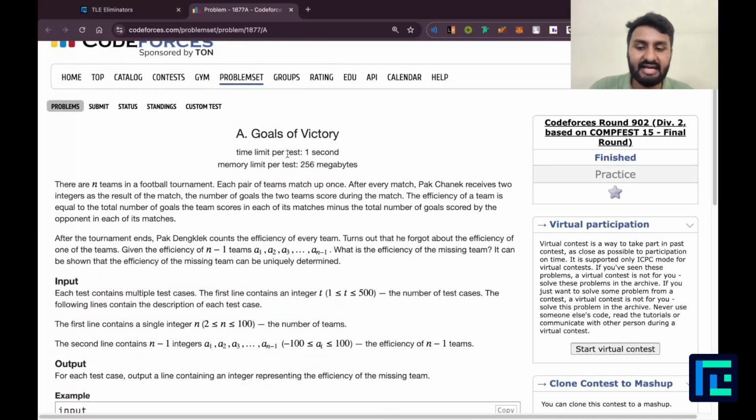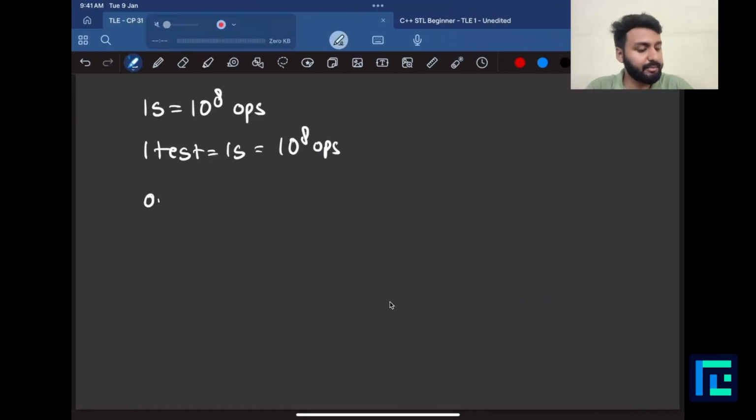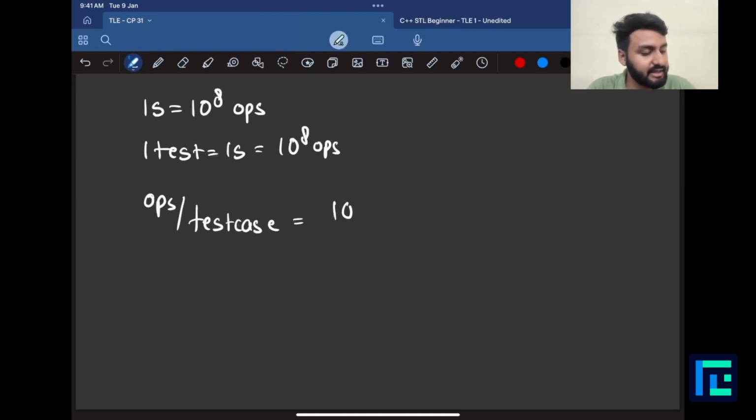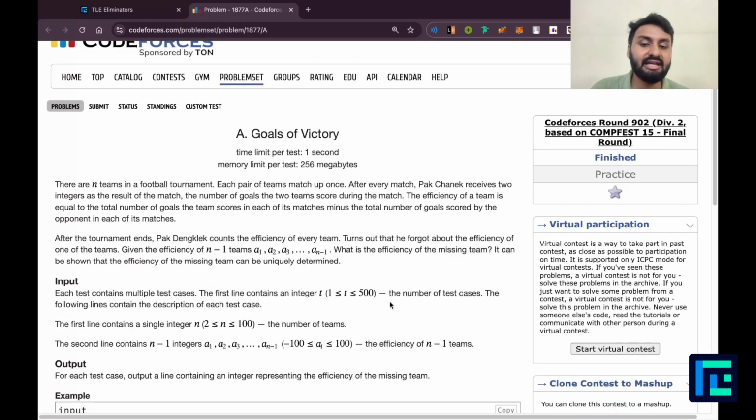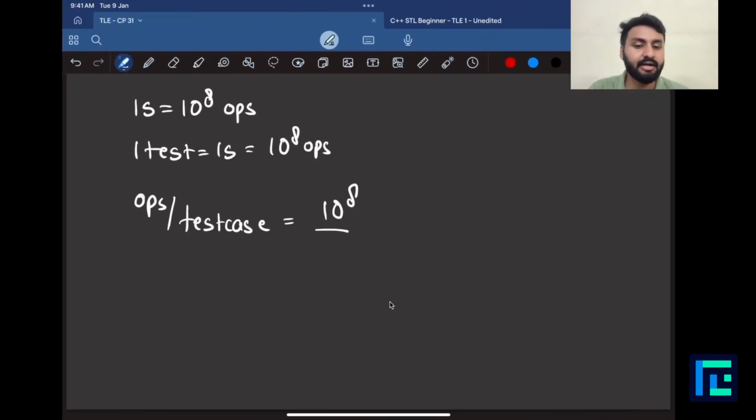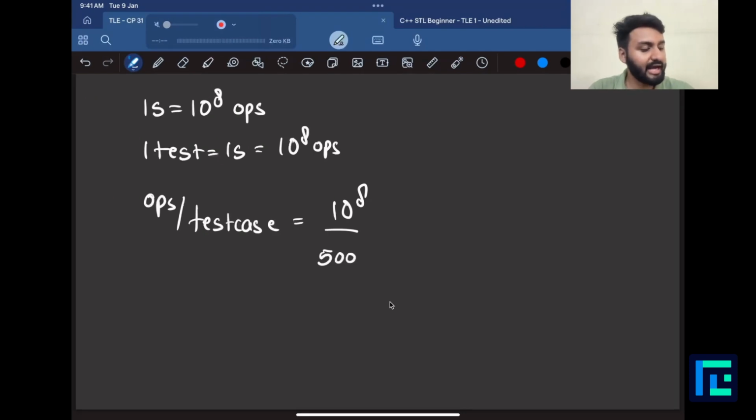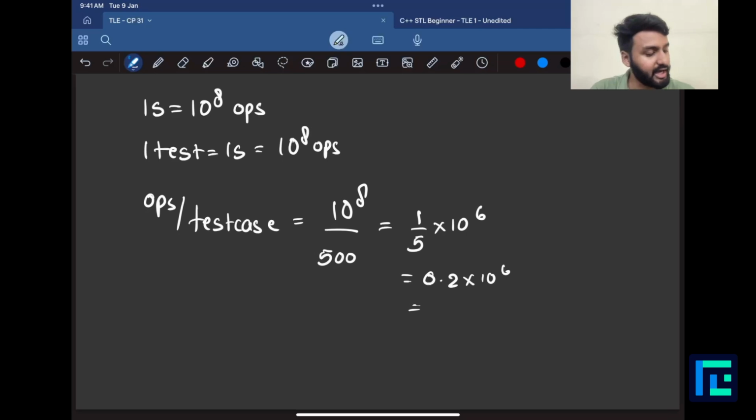But remember, in a test, there are some test cases. If you read this line over here, each test contains multiple test cases. So if I ask you the number of operations you can do for each test case, then this changes. This becomes 10 power 8 upon 500, since each test has 500 test cases as the maximum limit. And if I calculate this, this becomes basically 1 by 5 into 10 power 6, or 0.2 into 10 power 6, or to be very accurate, 2 into 10 power 5 elementary operations. Which means that every test case allows me 2 into 10 power 5 operations to perform.